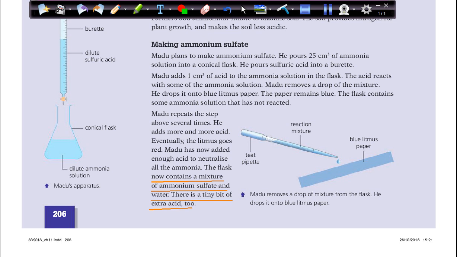So how did he find that there is a tiny bit of extra acid too? Because the litmus paper changed into the red color. That means there is an extra acid. So now he neutralized it, and he got the ammonium sulfate and the water also. So when we studied making salts, we said we have only one step, or two steps, after getting the salt and water, which is, can you think about it for a second?